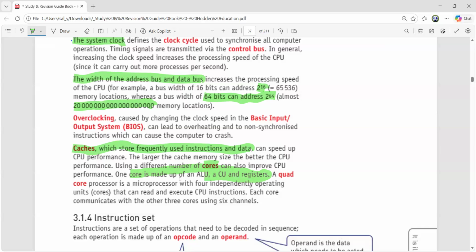Okay. And then you need to know a quad core and a dual core. A quad core, as the name implies, means 4 cores are working together, or you can say 4 minds are working together. And a dual core means 2 minds or two cores are working together.